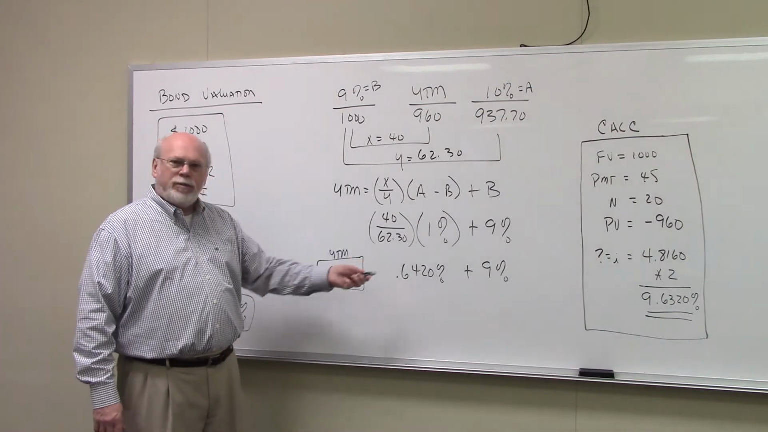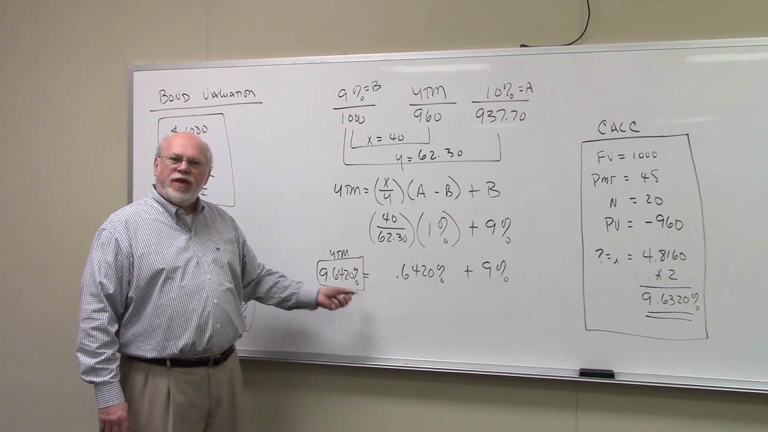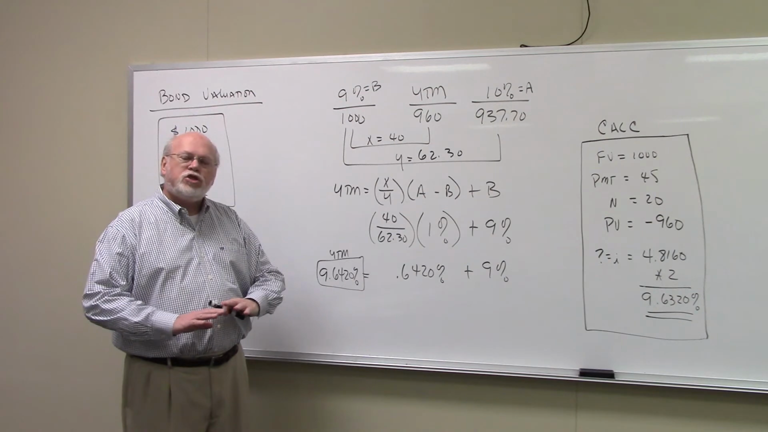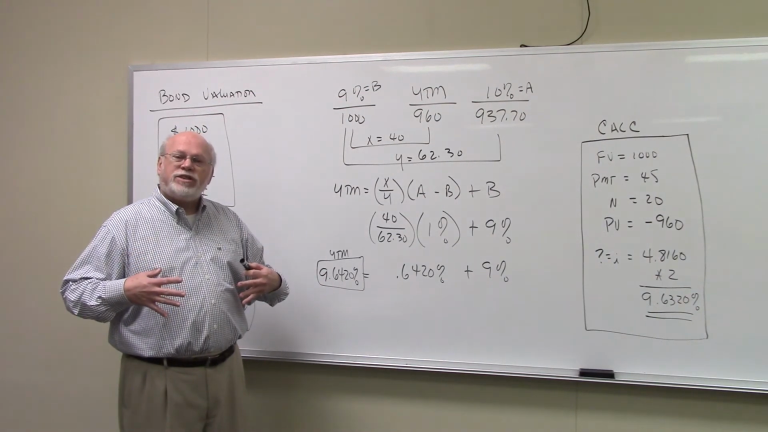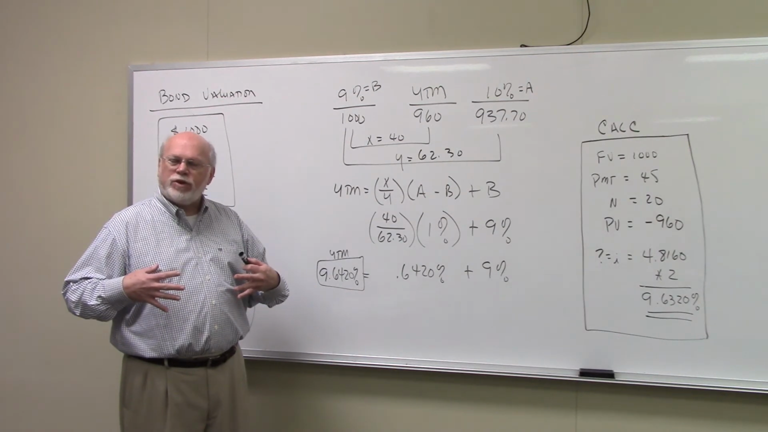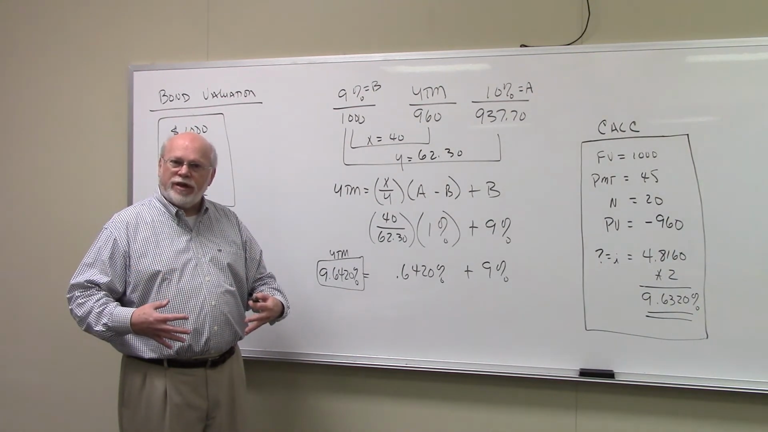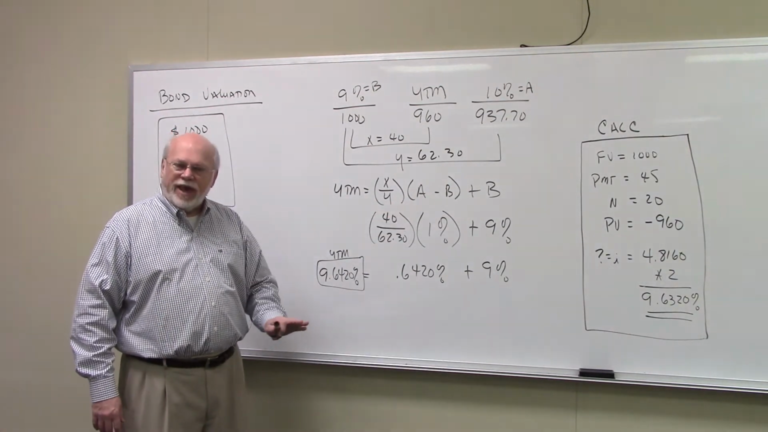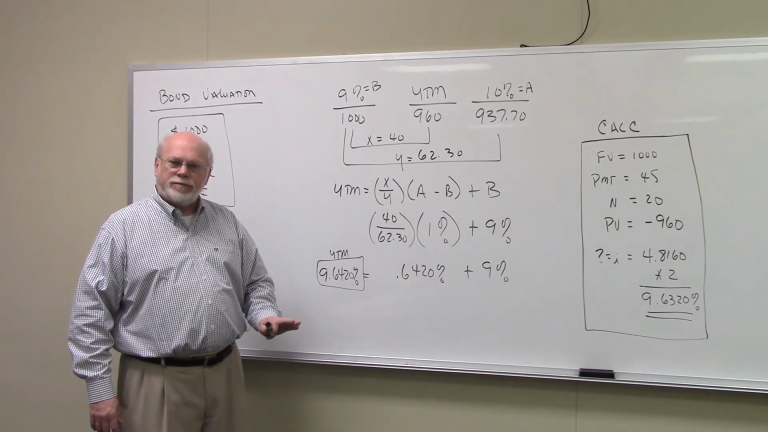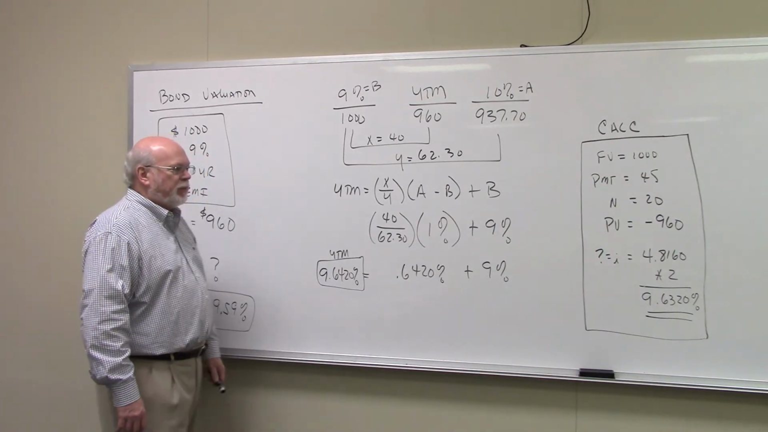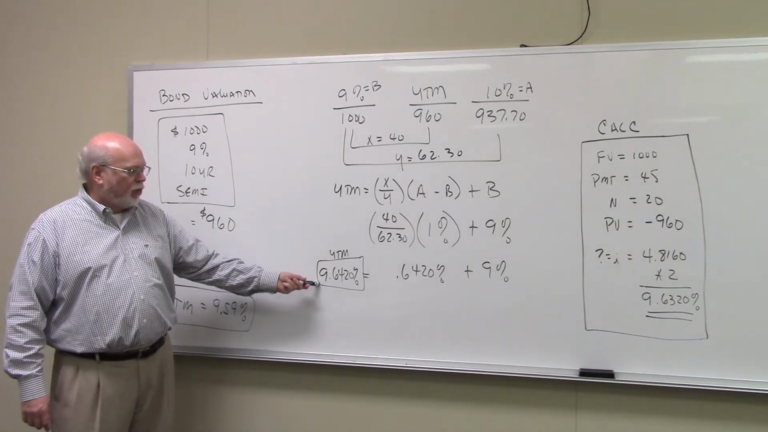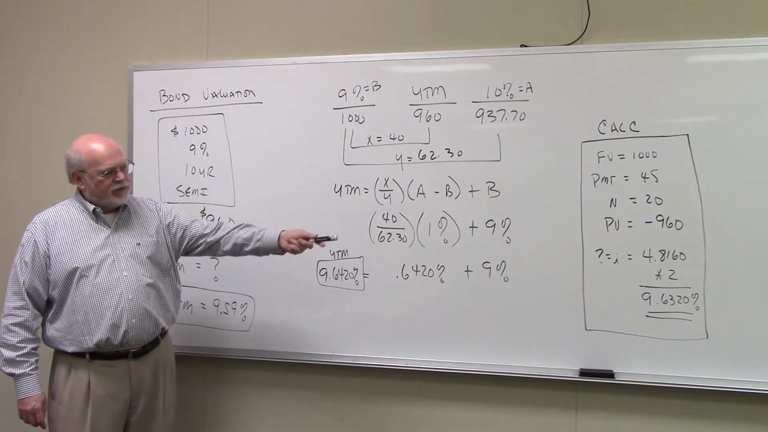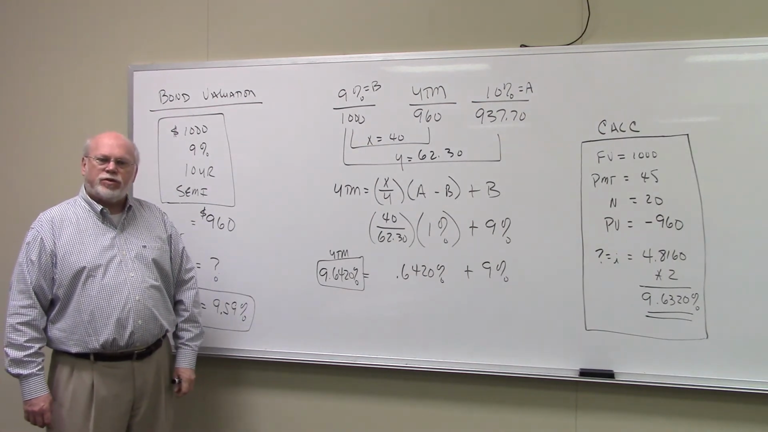Again, a little bit of a difference in the answer here. The difference is due solely to rounding error. What's the most accurate answer you're going to get? Well, the one that comes out of your calculator. It doesn't round. So the yield on this bond, if you do it longhand, is 9.6420%. If you do it on your calculator, 9.6320%.